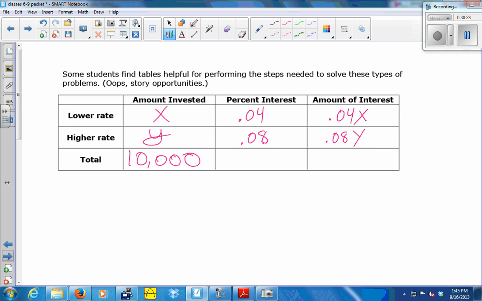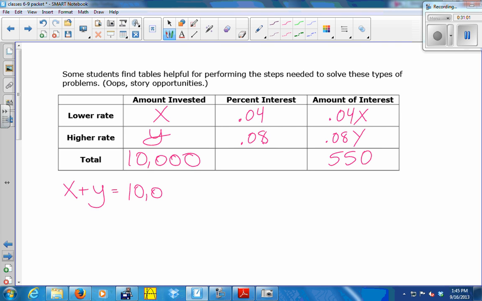And then how much interest am I hoping to make on the entire investment? $550. They told me that outright. I don't have to do any work for that one. Okay, so I've defined two variables, which means how many equations do I need? Two. Yep. Two unknowns, you need two equations. So you said earlier, how are x and y related? Yeah, x plus y equals 10,000.